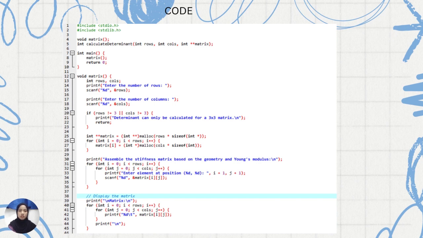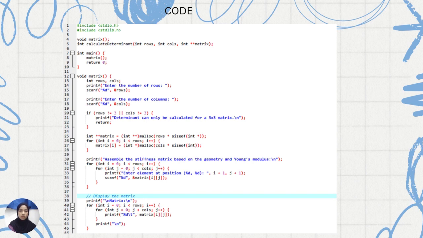The determinant is a mathematical operation that can be applied to square matrices and has various applications, one of which is in solving systems of linear equations. So you can see here there is a header file include stdio.h, a function declaration, void matrix, and the main function calls the matrix function, which returns 0 to indicate successful program execution.